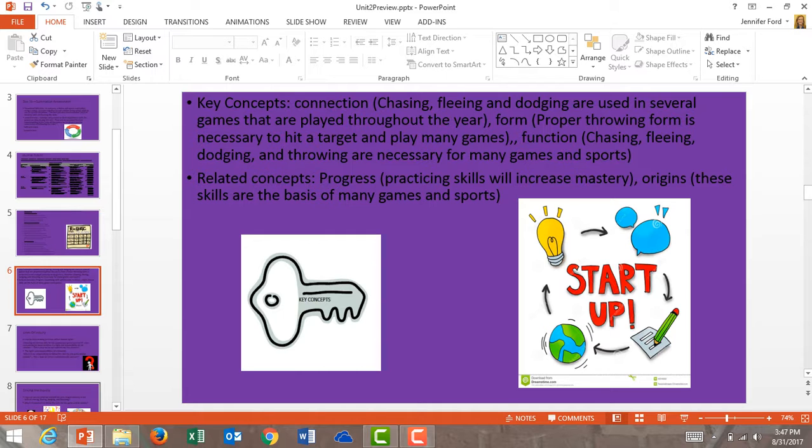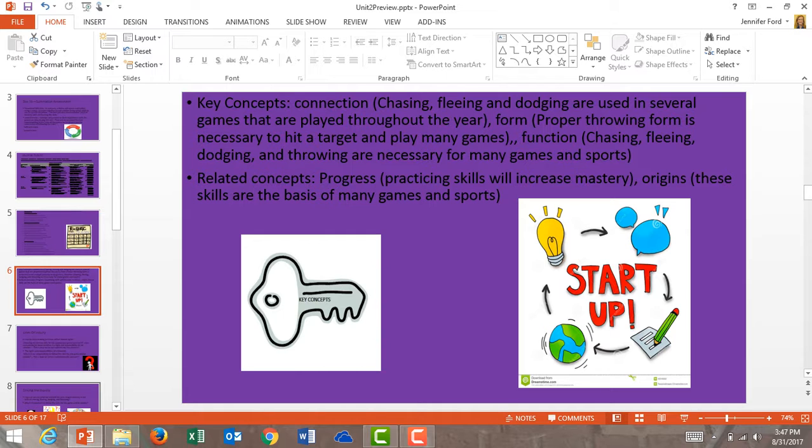One that comes to mind is condor ball, where they have to kind of dodge. It's like a version of dodgeball. Anytime you play one of those games, for whatever reason, these skills come up. So there's your connection piece: we're not just doing this for now. It happens all the time, and you use these skills other times.